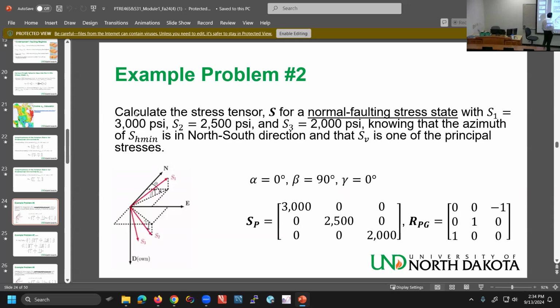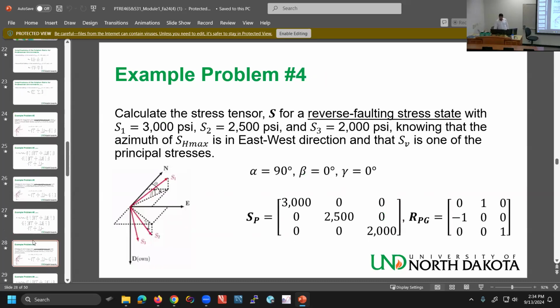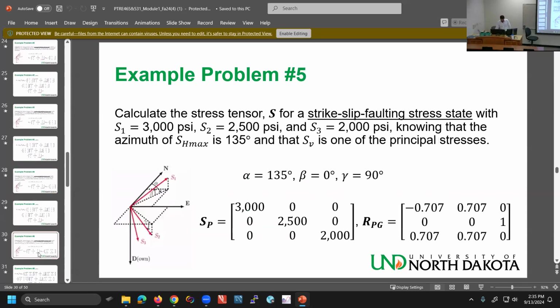And then this is how you have 3 angles, alpha, beta, and gamma. We tried to combine the Andersonian stress regimes with the Euler matrix to simplify it to a matrix that has only 0s, -1s, and 1s. And I think we did a good job in example problems 2 all the way to example problem number 5.